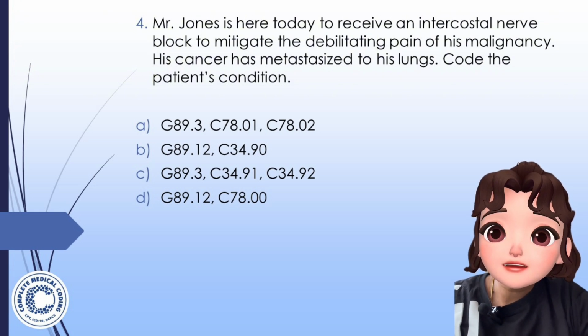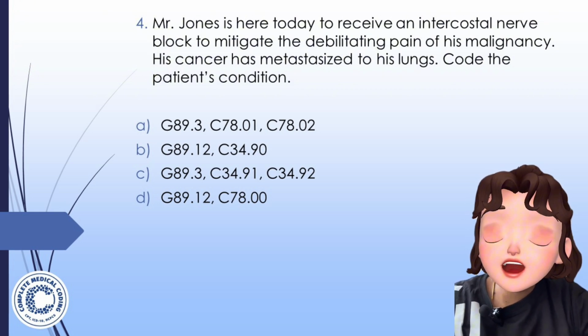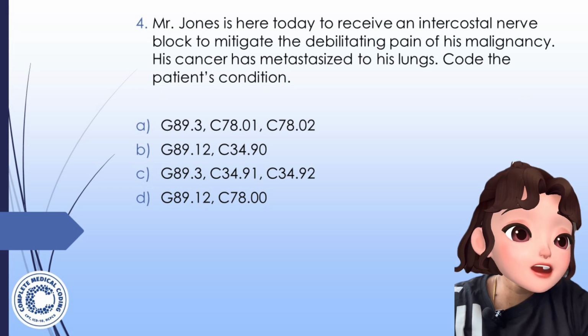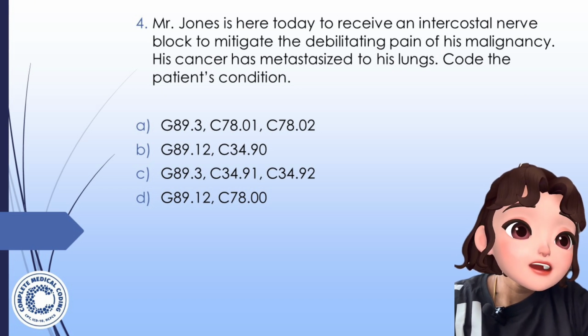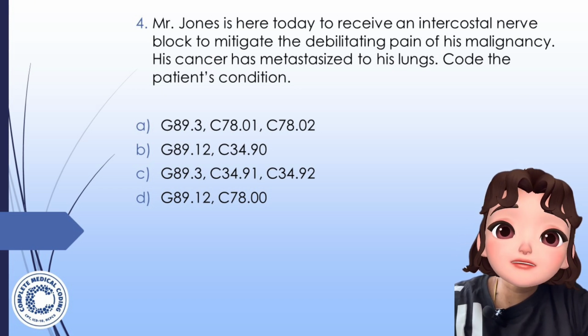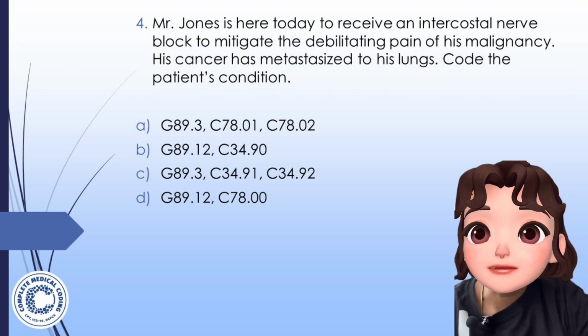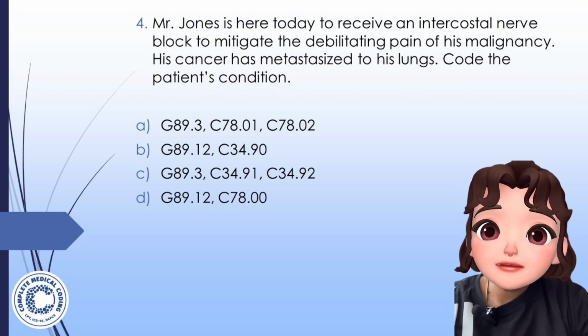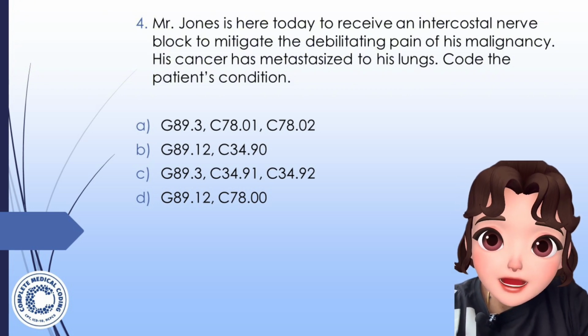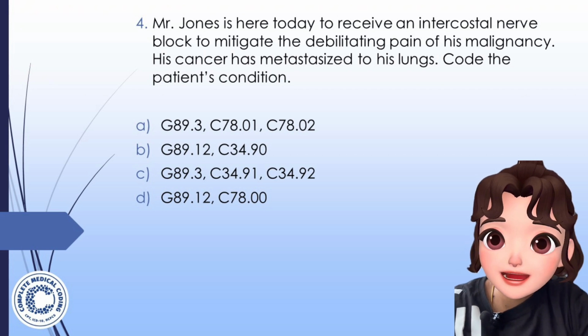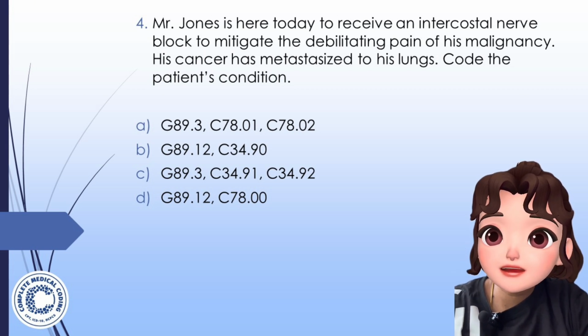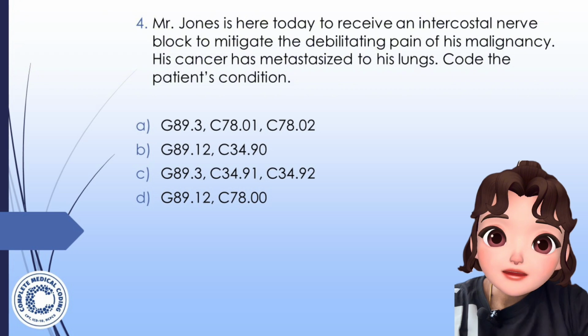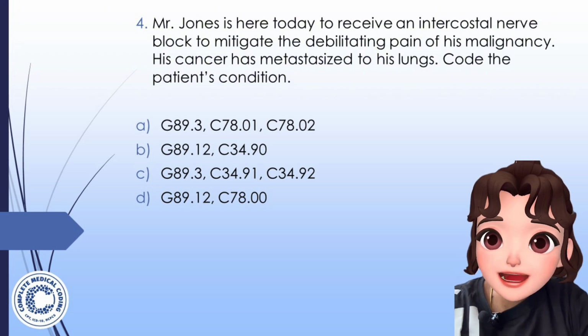So anyway, let's check the other one also. G89.12. What is G89.12? It represents acute post-thoracotomy pain. This is nothing related to thoracotomy. So our pain code will be G89.3 only, which is there in option A and C. Okay, so let's check only the other codes from options A and C.